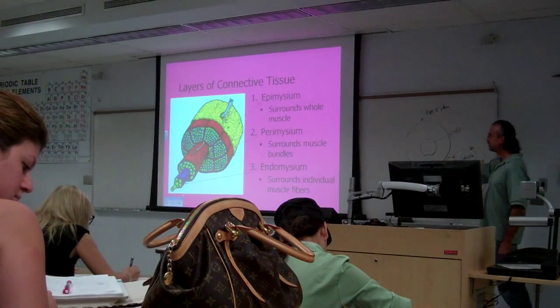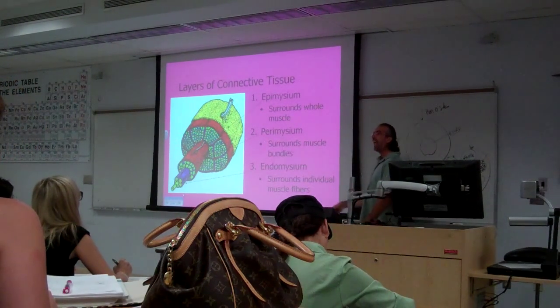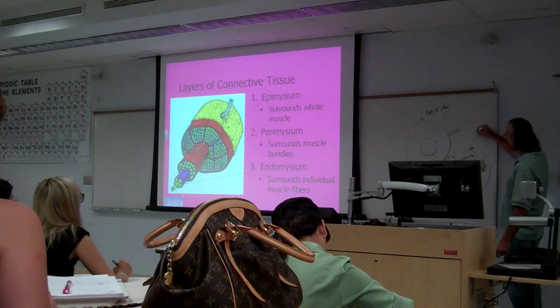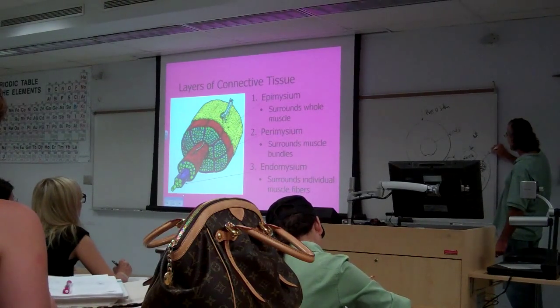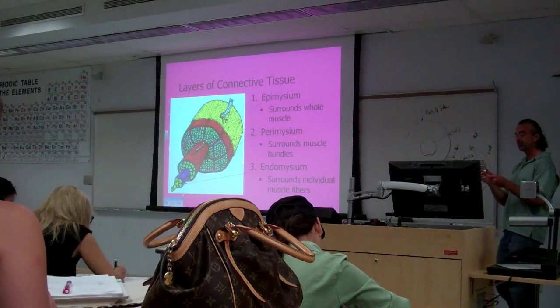And then around an individual muscle fiber, same thing as a muscle cell, we call it the endomysium. So endo means within, it's the smallest. So I have epi on the outside, I have endo on the inside, and in between the two is the peri. So you'll definitely have a couple questions about this.